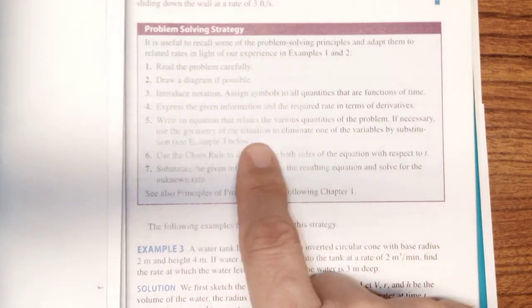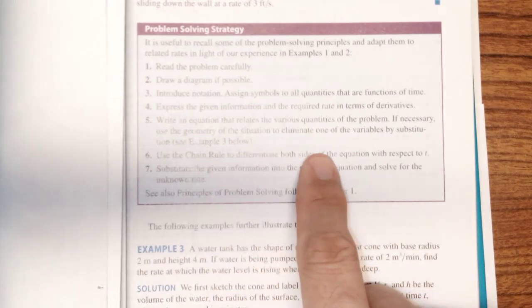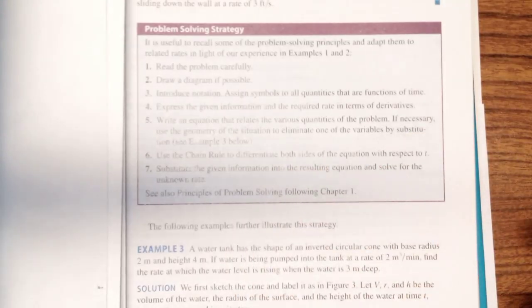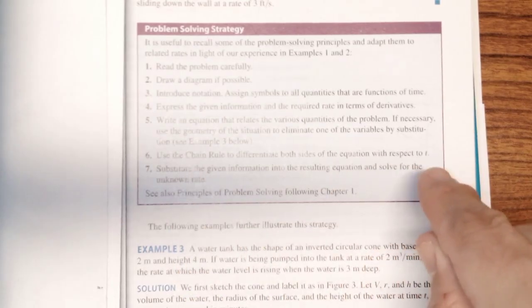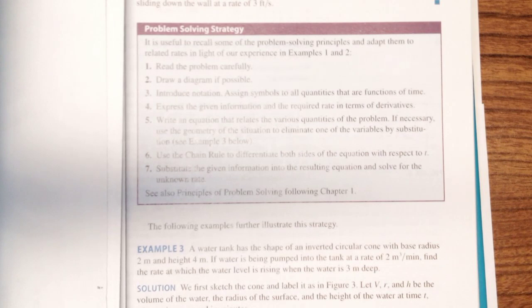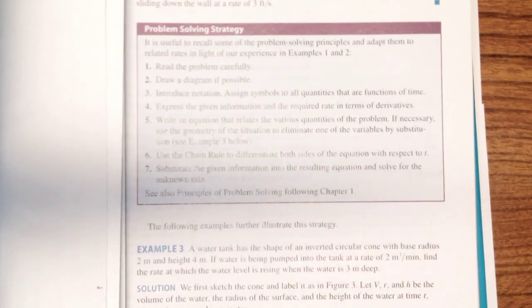And then relate them. Now it says here, if necessary, use the geometry of the situation to eliminate one of the variables by substitution. There's an example, but I'll do another one. Use the chain rule, differentiate with respect to t. Again, implicit derivatives, logarithmic derivatives, all of this depended on my ability to do the chain rule. The chain rule is the most important thing here. Plug in the information and get what we know. Okay.